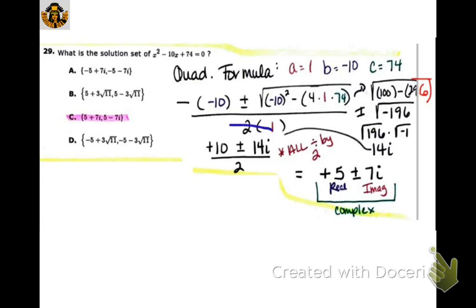And then this right here, they have 2's in common. So take out all the 2's, and so then that's why it would be 5 plus and minus 7i.